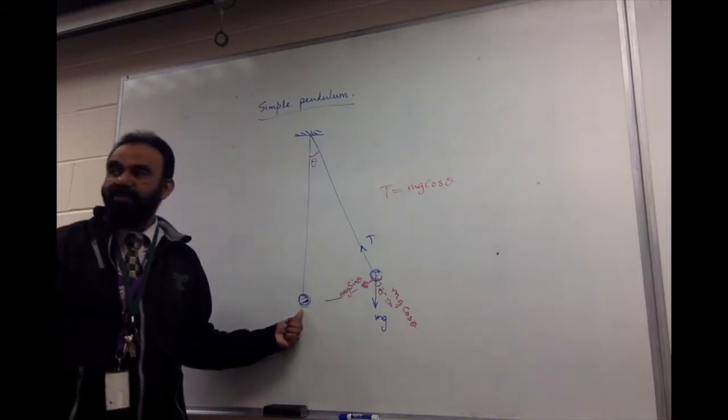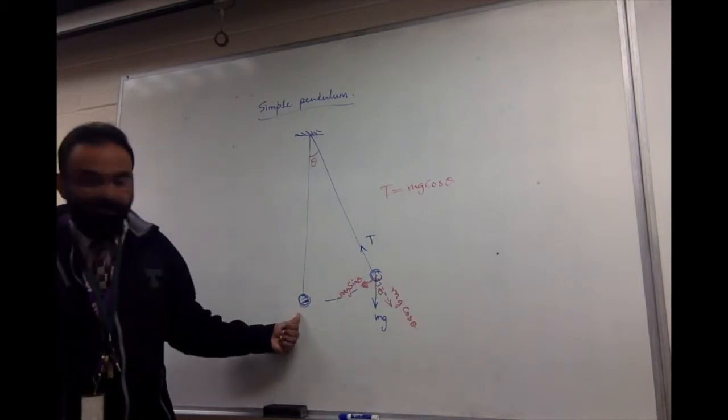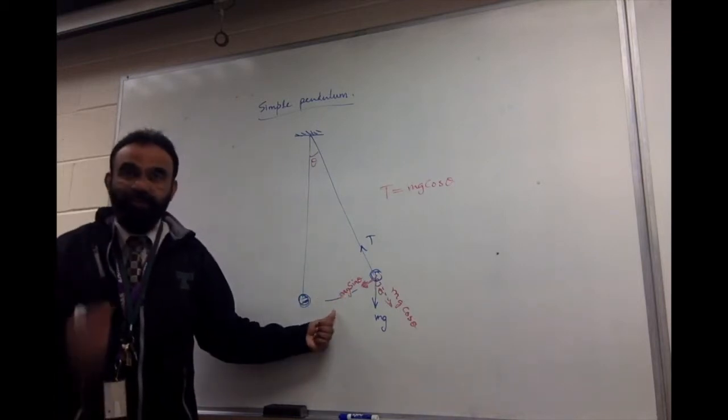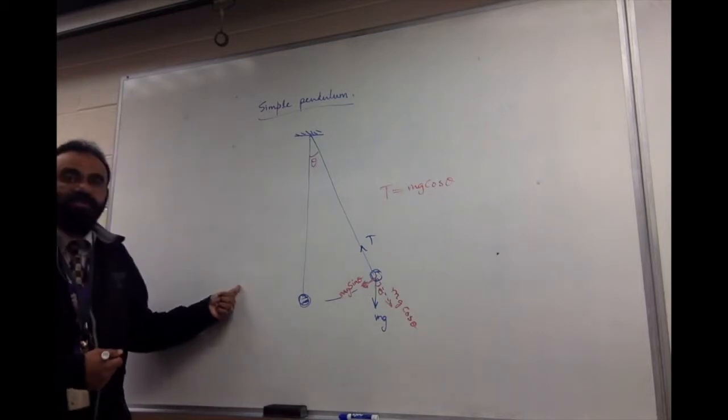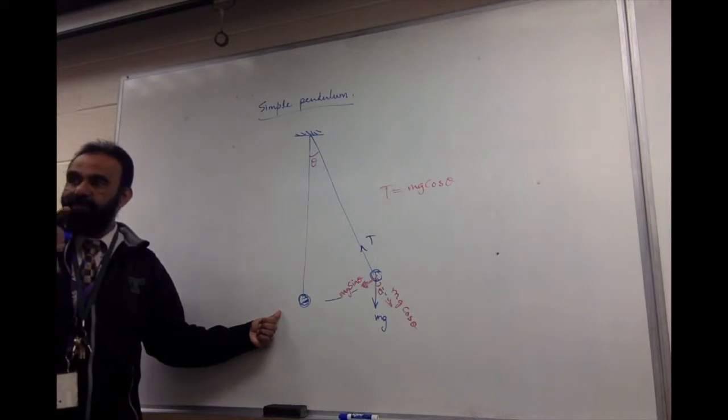Position. To the mean position. Look, it's pulling it this way. So this mg sine theta is acting which way? Towards the mean position. Suppose it is on this side. Which way is it acting? So can you see the simple harmonic motion concept coming in?